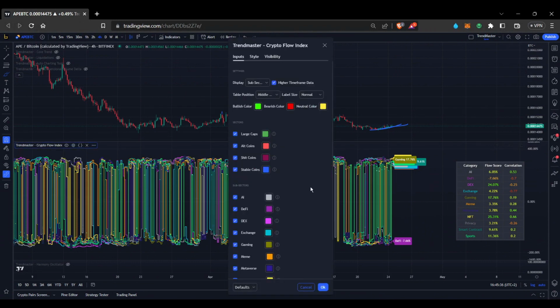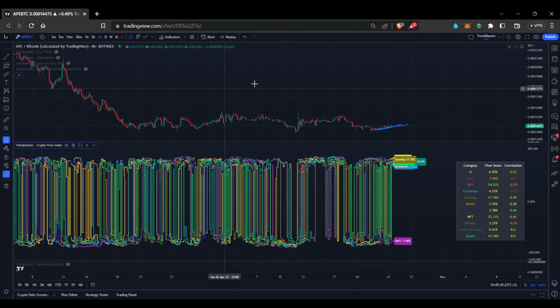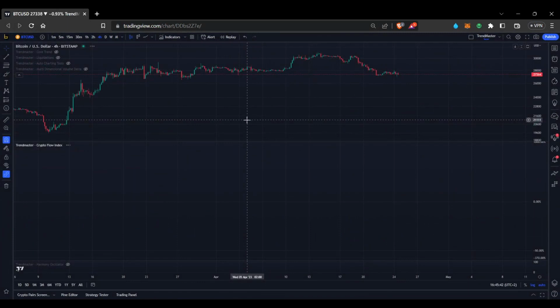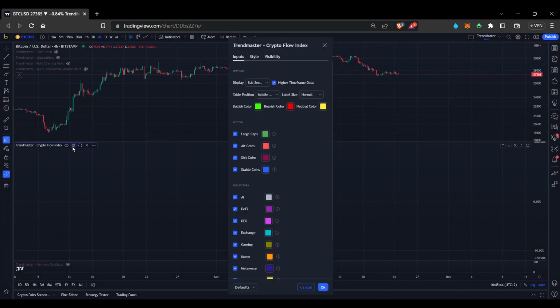So yeah, on the 8 BTC chart, it looks a bit messy. I'll just go back to Bitcoin. But that's the flow index.